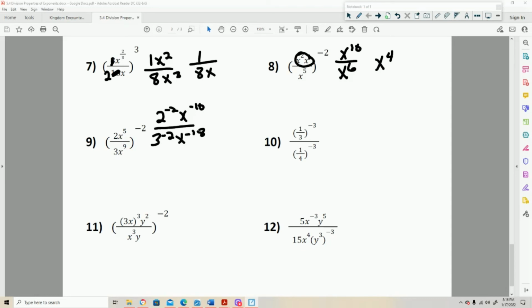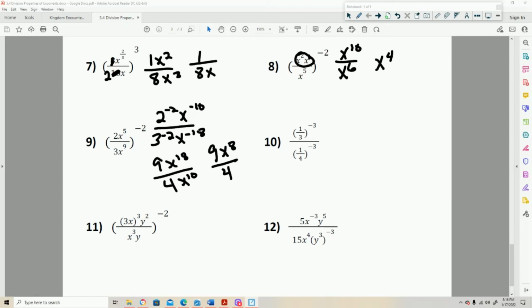And notice all of this just flips. It just totally flips. So I get 9x^18 on the top. On the bottom, I get 4x^10. Still not done. Because you got x's on top and bottom, 18 minus 10 is 8. So 9x^8 over 4. Okay, and that's it.